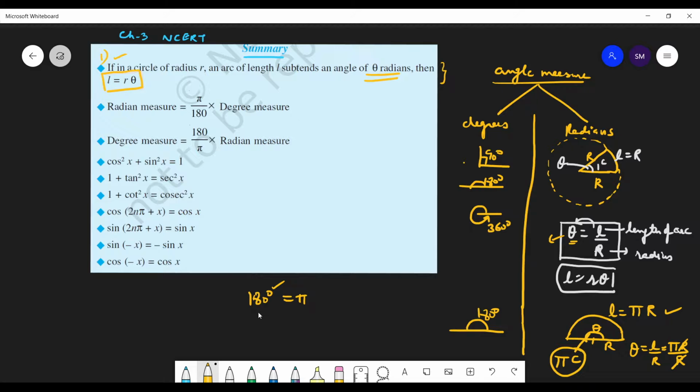Now divide both sides by 2. 180 by 2 is 90 degree. What will come on this side? Multiply both sides by 2. What will you get? 360 degrees equals 2 pi radians. And if you divide again by 2, what will you get?